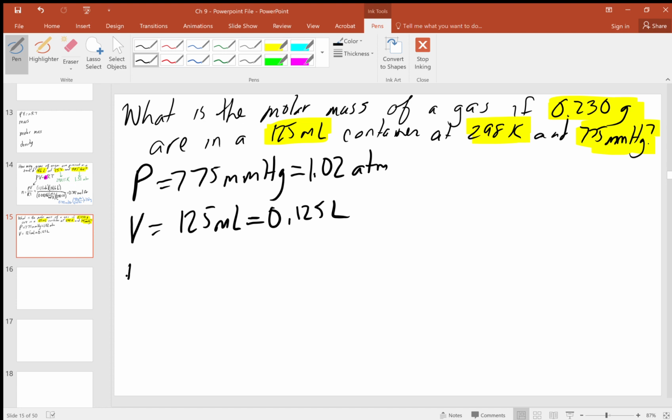What's the number of moles? Well, we don't know that. We're given the mass, but because we don't know what gas this is, we can't use that to calculate moles. And the temperature here is 298 Kelvin.